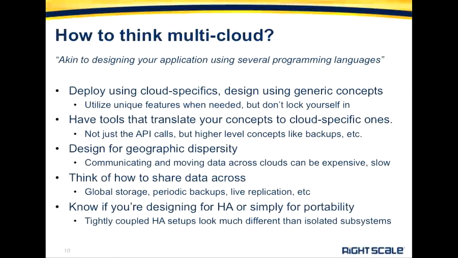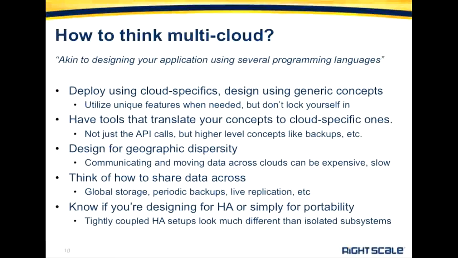You obviously have to have tools that translate these high-level concepts into the cloud specifics. I'm not only talking about API calls and formatting parameters and things like that. I'm talking about things at a higher level again, like backups. I may want to take a backup of a disk, but different clouds may have different ways to take backups. I have to be able to translate my "take a backup" into do an EBS snapshot if I'm in Amazon, or do an LVM snapshot and upload to Cloud Files if I'm in Rackspace.